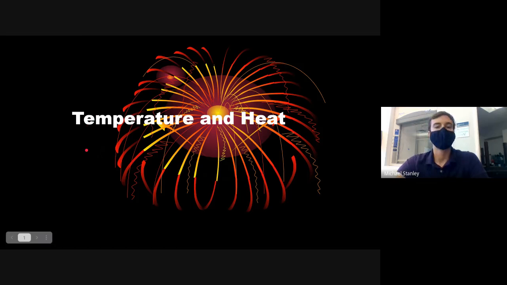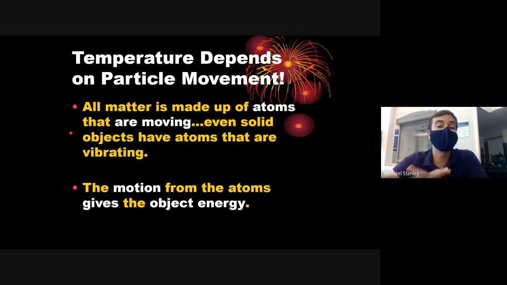All right, temperature and heat. What exactly is happening in order to generate this heat, or in order to allow us to measure something like temperature? So to understand temperature and heat, you have to drill way, way down, super duper teeny tiny, down to the particle level. So temperature is all dependent on how the particles of a substance are moving.